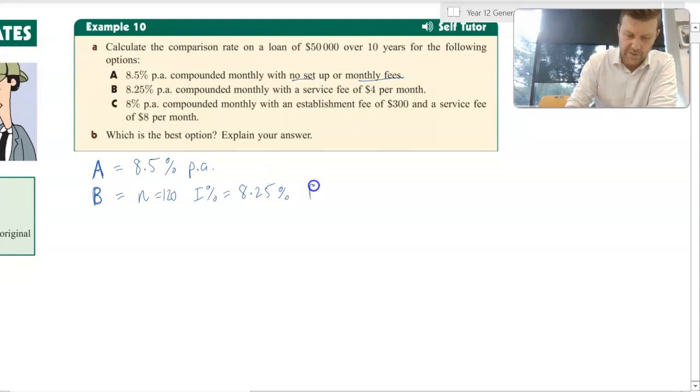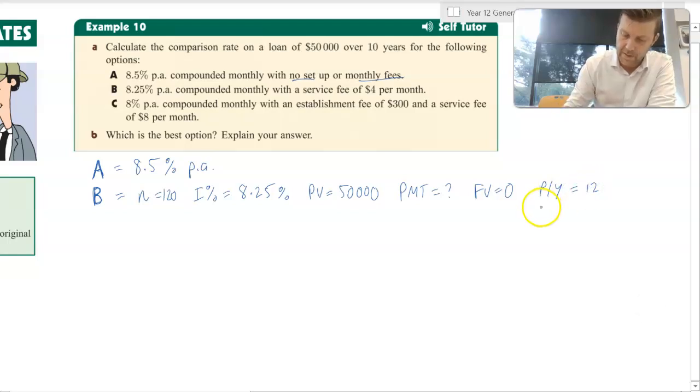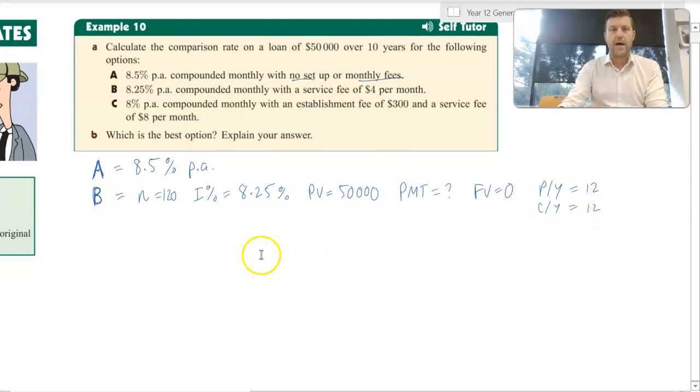The present value is going to be $50,000, what we're borrowing, the principal. PMT is what we want to work out in this case. So how much you have to pay per month based on that. And then we're going to add the service fee to it. We want the future value to be 0. We want PY to be 12 because we're assuming we're paying monthly, and CY to be 12 because it is being compounded monthly. So based on all that, how much would you have to pay per month?